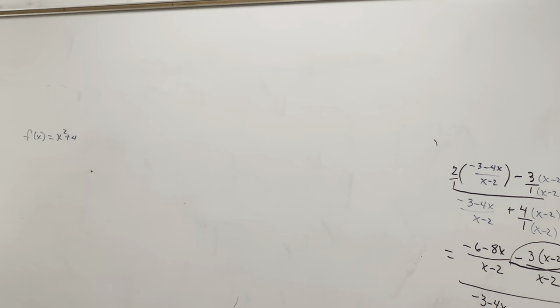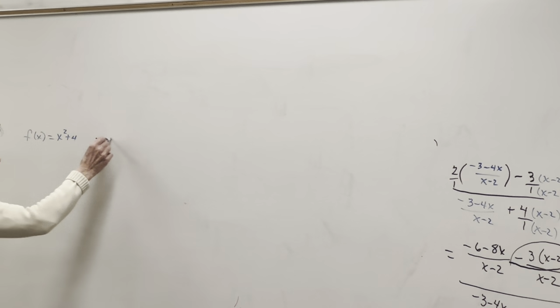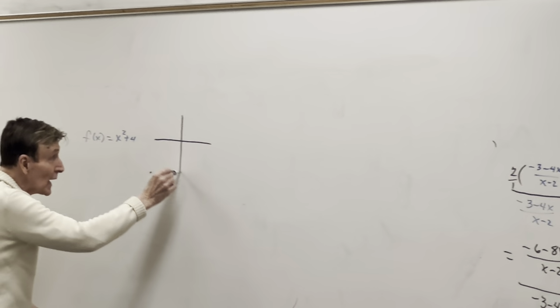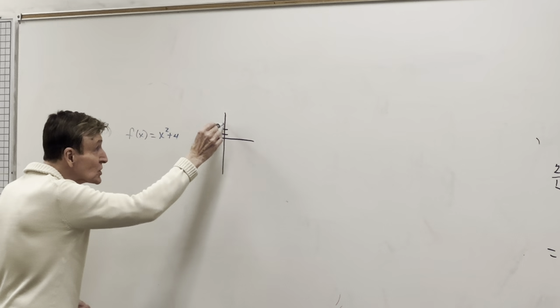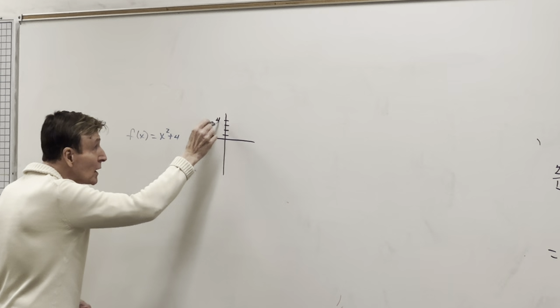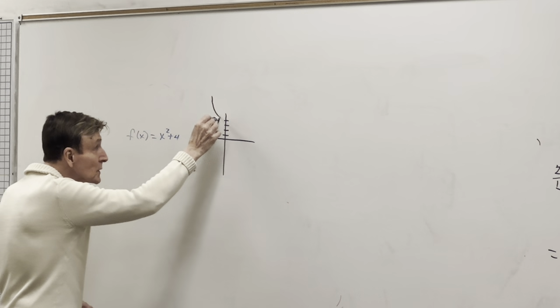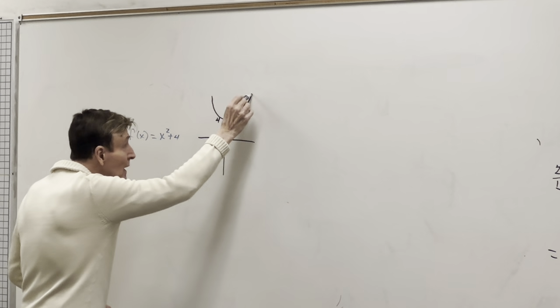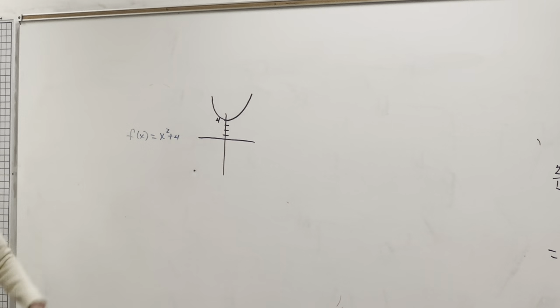Look at what this is. This would graph into a parabola vertically shifted up 4. I think everyone in class would agree, Professor, there's the graph of x squared plus 4. That's true?